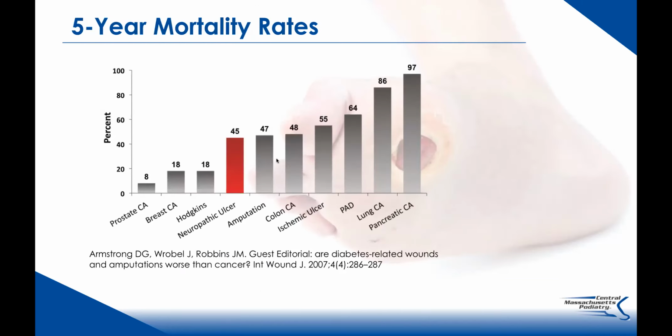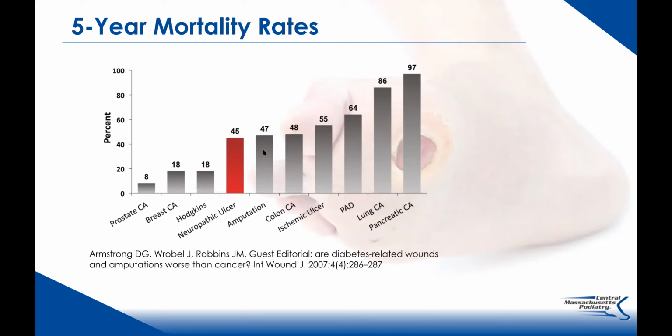And this is the one thing that shocks people. We always know about the mortality rates of different types of cancers like breast cancer, Hodgkin's, colon cancer, ischemic or PAD, other types of cancers. Having an ulcer, the 5-year mortality, meaning you're going to die within 5 years, is about the same as having an amputation or having colon cancer. So there's a big mortality rate with an ulcer. That's why we're trying to avoid these, okay? And an ulcer is the same mortality as an amputation.